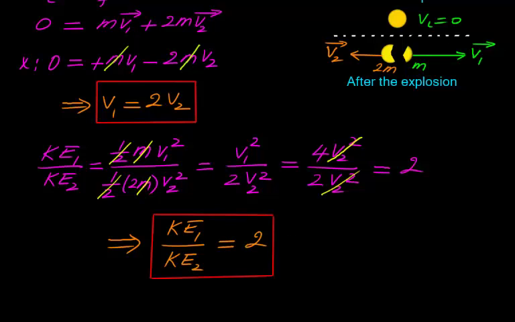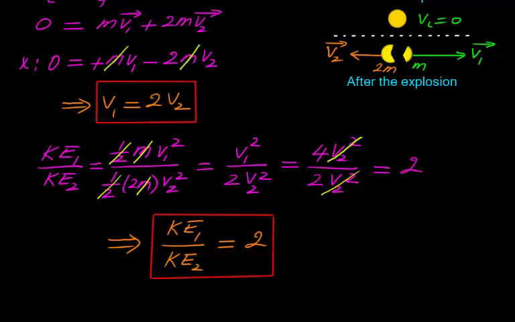Now, based on these results, let's make important conclusions. If an object is initially at rest, and that's a very important statement, and this object is going to explode into two pieces, and one of the pieces is twice the mass of the other, expect the smaller piece to have 2 times the speed of the larger one. Also, the kinetic energy of the smaller piece is going to be 2 times the kinetic energy of the larger piece.